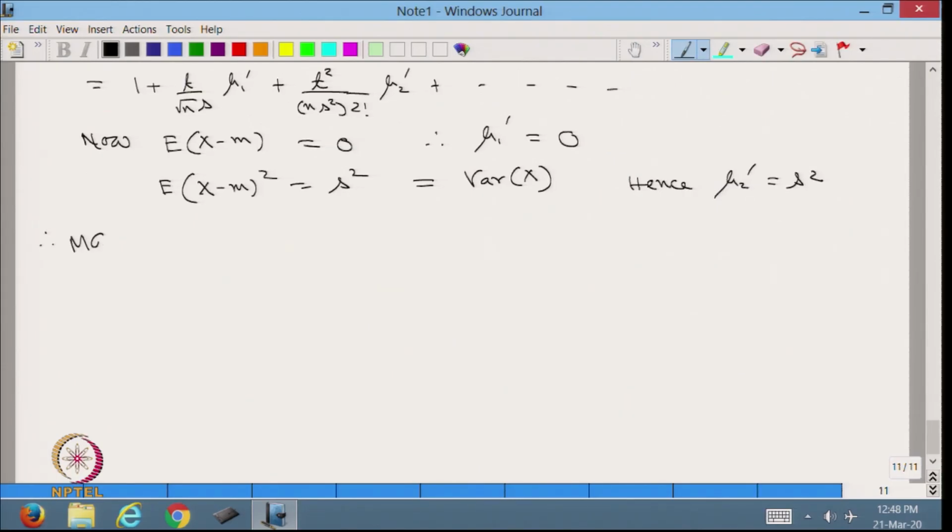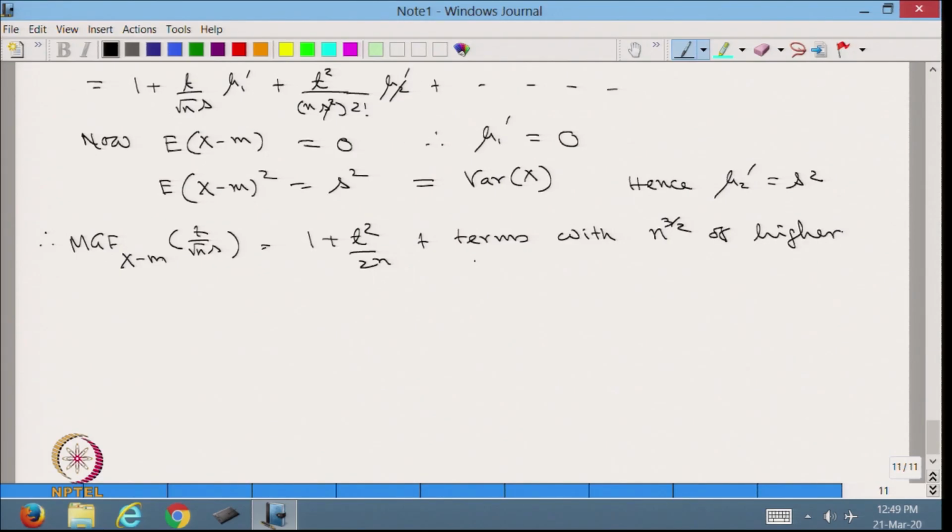Therefore, the MGF of x minus m at t upon root n s is equal to 1 plus t square by 2, as this s square cancels with the mu 2 prime, plus terms with n to the power 3 by 2 or higher powers of n in the denominator.